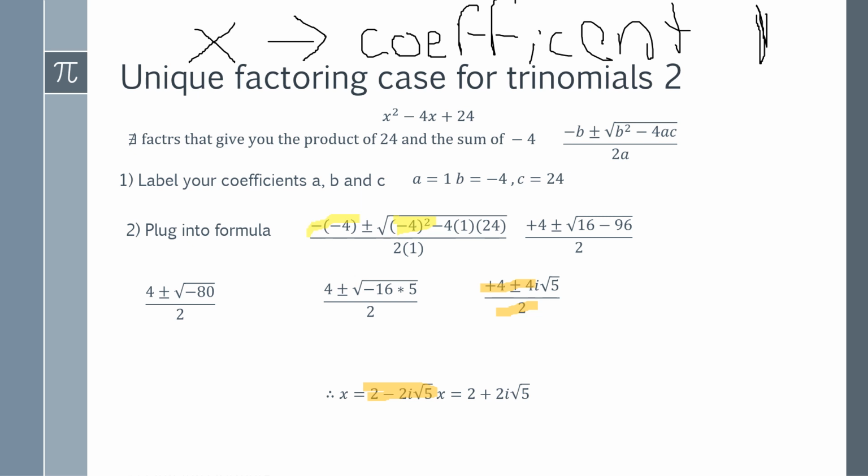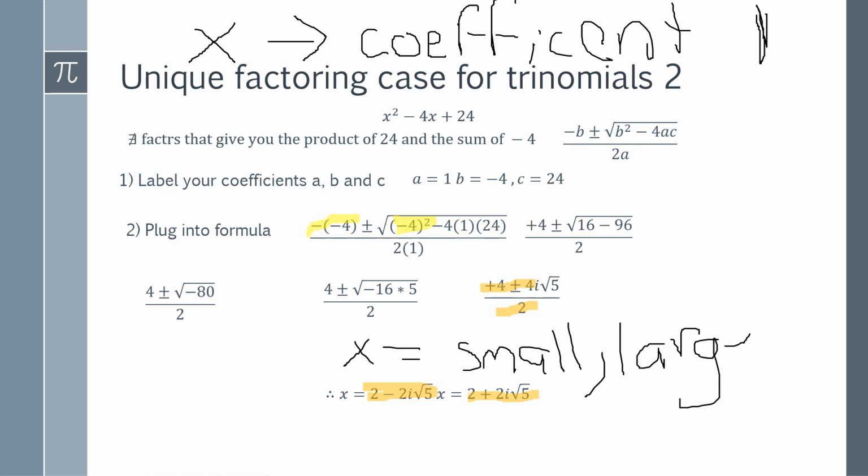So that's why it's going to be minus and plus. Don't forget your solution is twice. It's going to be a plus and a minus. Plus and minus. Remember what I told you about the ACT? The ACT is going to go for x equals your small over your large. That's it. That's all you gotta do, y'all.